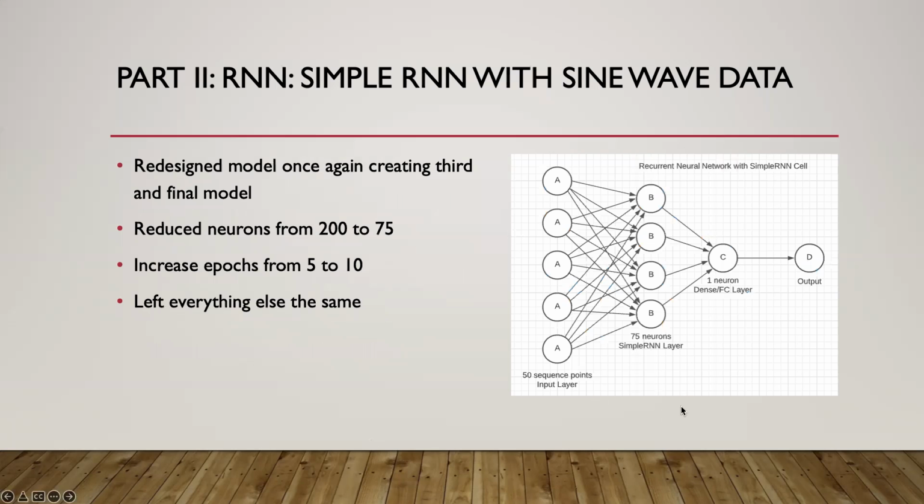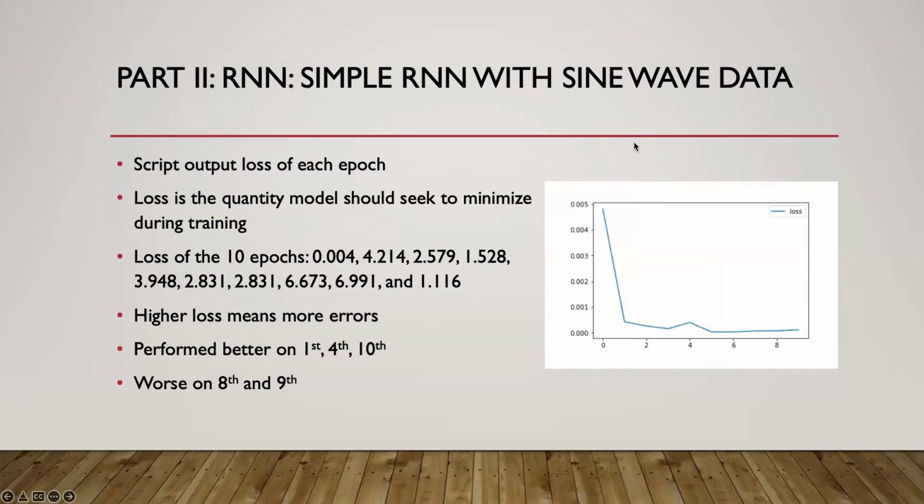And so for this one, here's a diagram I made. I had 75 neurons in the simple RNN layer, and then again, 1 neuron for the dense layer. It was reduced from 200 to 75, and I increased the number of epochs, since dropping the epochs seemed to help, but I thought, maybe since I was dropping the neurons, the increase in epochs would help a little bit. And so I knocked the epochs to 10, left everything else the same.